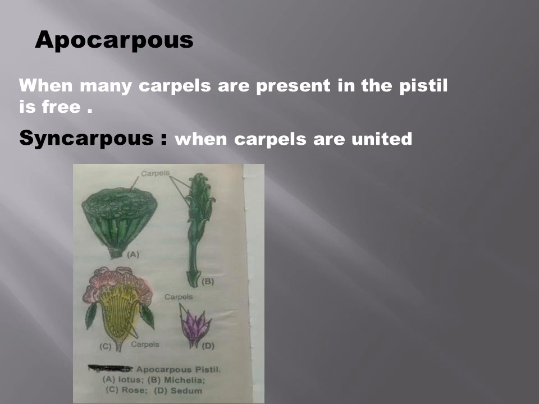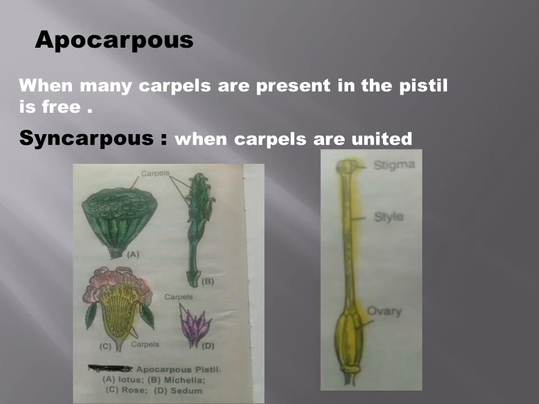The next terminology is syncarpous. When the carpels are united together, it is known as syncarpous. For example, here you can see the syncarpous carpels, or the pistil, that are united and contain the stigma, style and the ovary.